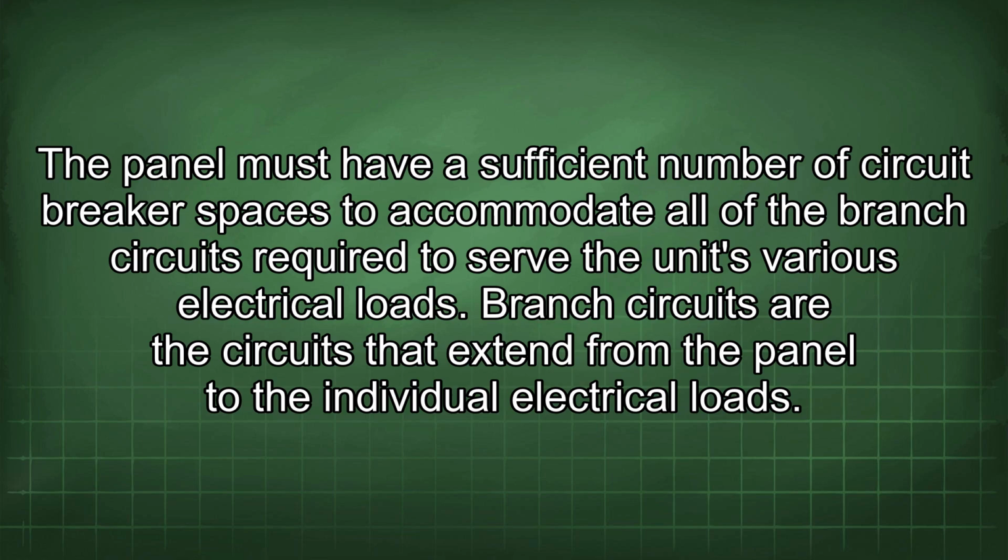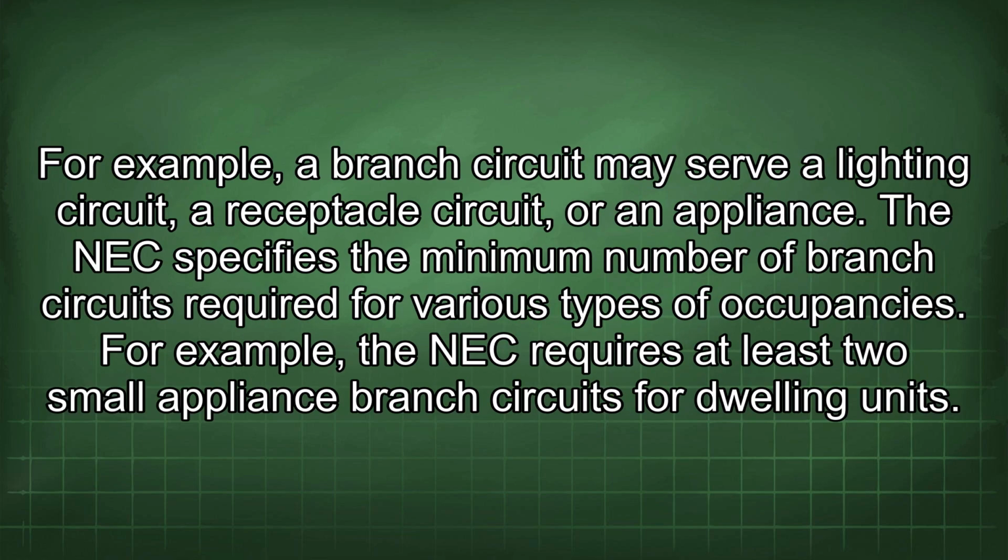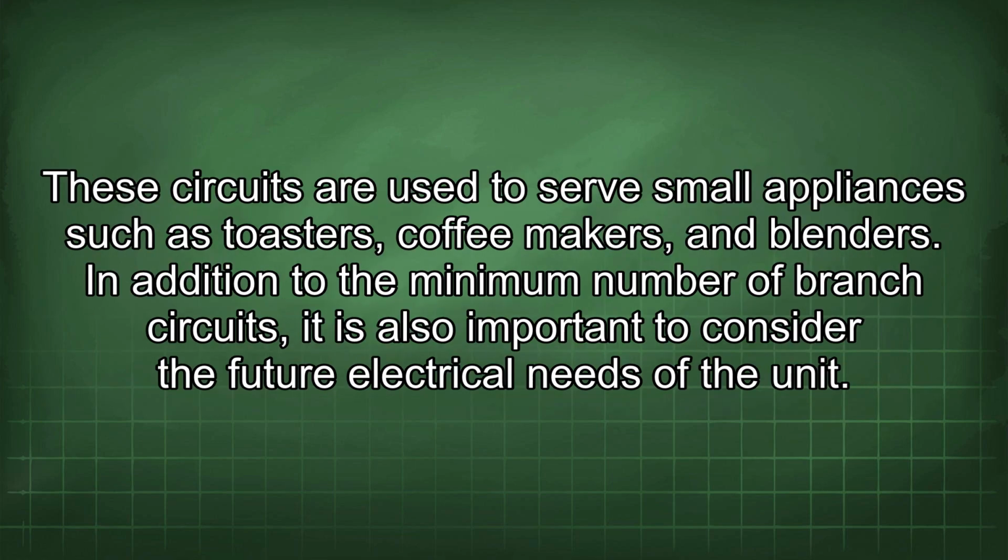Branch circuits are the circuits that extend from the panel to the individual electrical loads. For example, a branch circuit may serve a lighting circuit, a receptacle circuit, or an appliance. The NEC specifies the minimum number of branch circuits required for various types of occupancies. For example, the NEC requires at least 2 small appliance branch circuits for dwelling units. These circuits are used to serve small appliances such as toasters, coffee makers, and blenders.